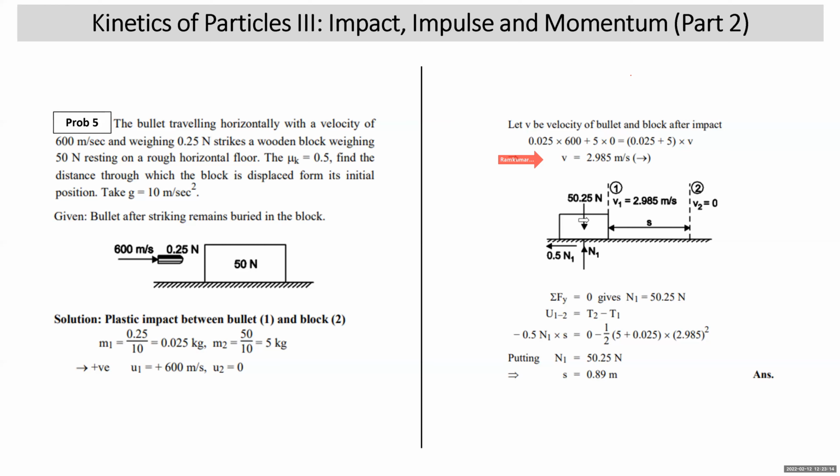Now on this block, if you apply sigma Fy equal to 0, N1 is equal to 50.25 Newton. U12 is equal to T2 minus T1. Minus 0.5 N1, friction will do negative work. Weight and normal reaction will not do work. Minus 0.5 N1 into S is equal to, that's it, there is no other force which will do work. T2 is 0 minus T1, half into total mass 5 plus 0.025 into velocity, which is 2.985 squared. Putting N1 equal to 50.25 Newton, if you solve, use a calculator, 0.89 meter is the value of S. That means after the impact between bullet and block, the entire system will move towards right by a distance of 0.89 meter.